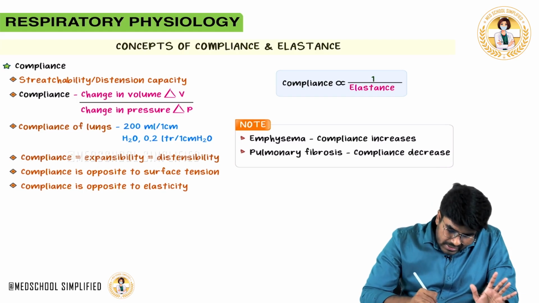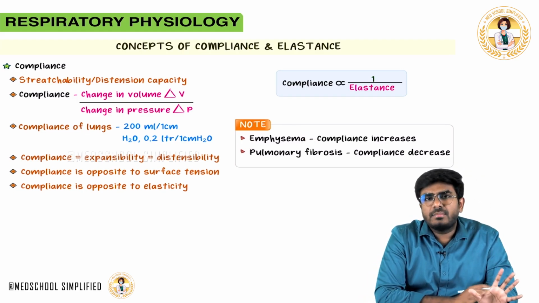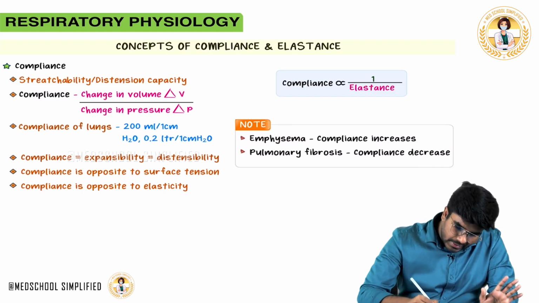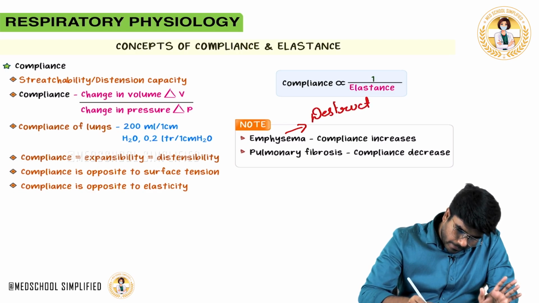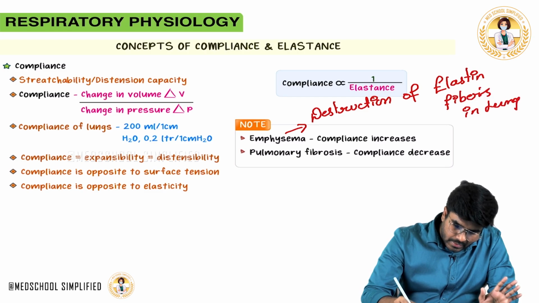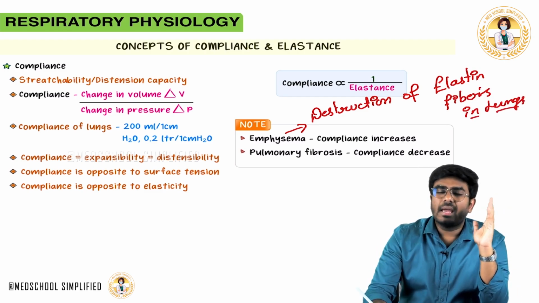Now, let us see some conditions where the compliance is going to be increased and compliance is going to be decreased. First condition which I want to discuss here is emphysema. Now, in emphysema, what exactly happens? Simple. Remember guys, in emphysema, there is destruction of elastin fibers in lungs.